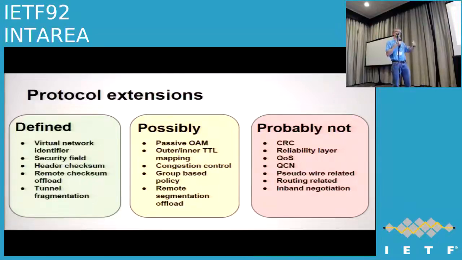Header checksum, I already mentioned. Remote checksum offload is a little optimization. This is based on the fact that there's already a large deployment of network interface cards, NICs, that support UDP checksum offload, but wouldn't necessarily understand how to support something like GUE. So there's a little trick where we can leverage the base UDP support of the outer checksum to offload the inner checksum.